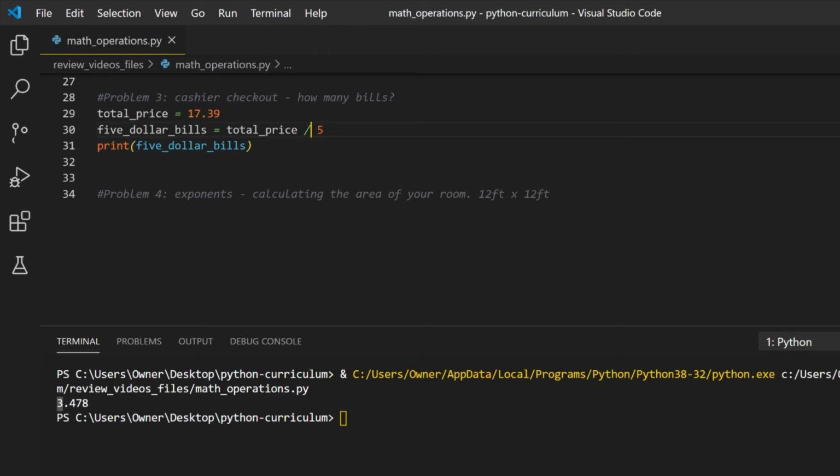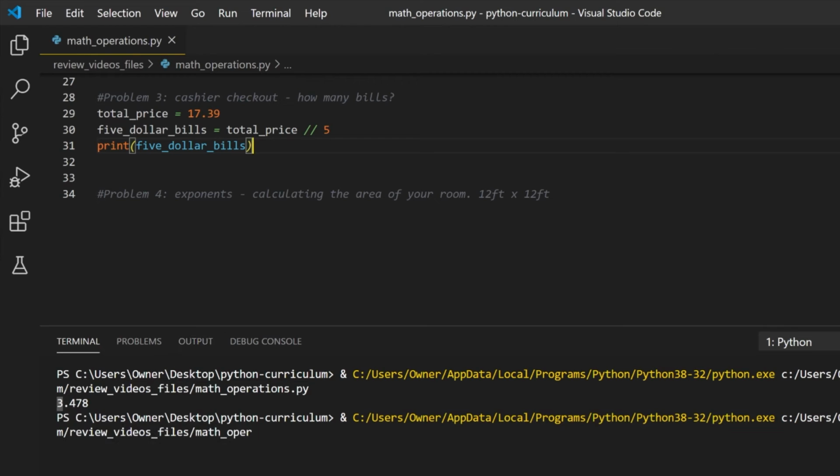So to do that, instead of dividing like this, we actually want to use integer division. And what that's going to do is it's going to do division, but whatever value it gets, it's going to automatically round it down. So if this were 3.992, it's going to round it down to 3. If it's 3.614, it's going to round it down to 3. In this case, 3.478. If we did integer division, save the file, and we ran it again, we're going to get 3 right here. So that's what we want. We want to figure out how many $5 bills, not the actual division. We want to know the integer division.